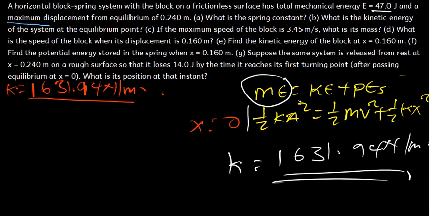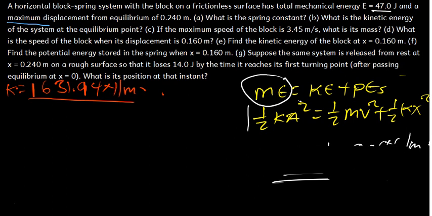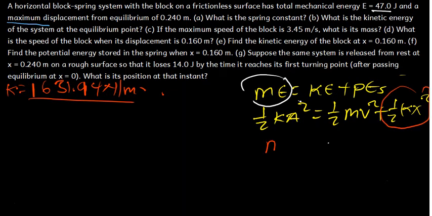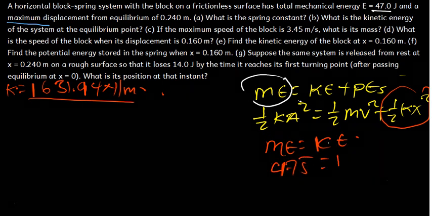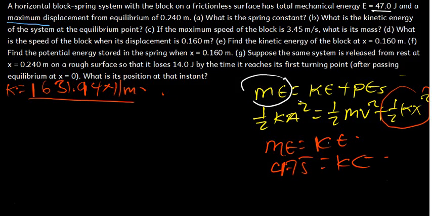So from this formula which we have here, if we are at the equilibrium position, we expect this part to be 0 because x is 0, meaning that the mechanical energy is going to be equal to the kinetic energy. So mechanical energy is 47 joules, meaning the kinetic energy is going to be the same. So our kinetic energy is going to be equal to 47 joules.